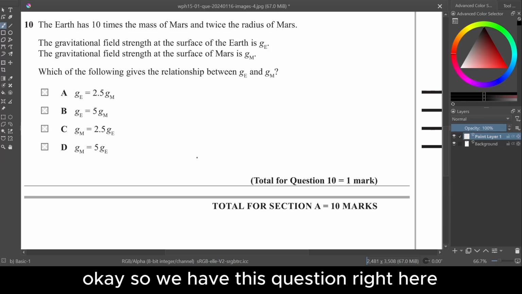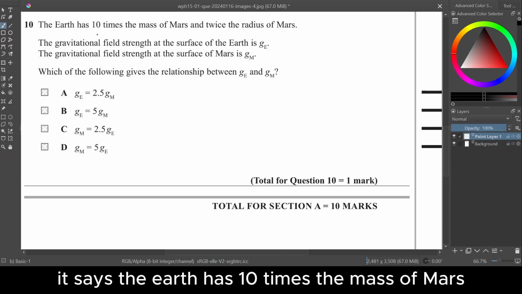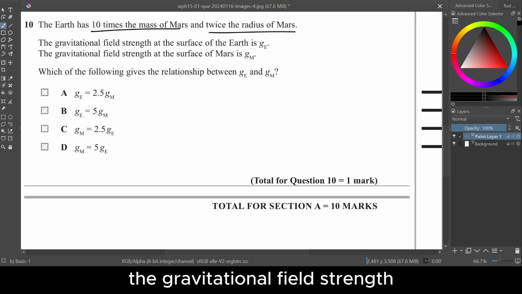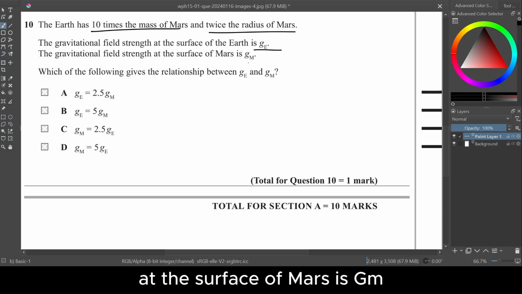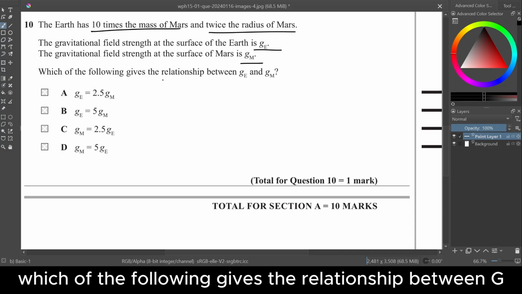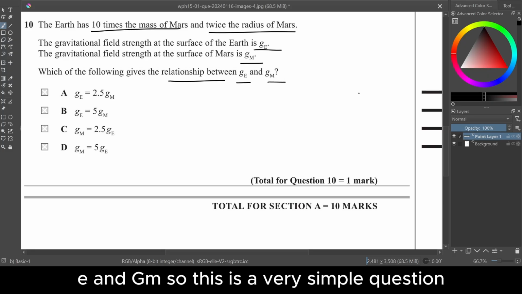Okay, so we have this question right here. It says the Earth has 10 times the mass of Mars and twice the radius of Mars. The gravitational field strength at the surface of Earth is Ge. The gravitational field strength at the surface of Mars is Gm. Which of the following gives the relationship between Ge and Gm?